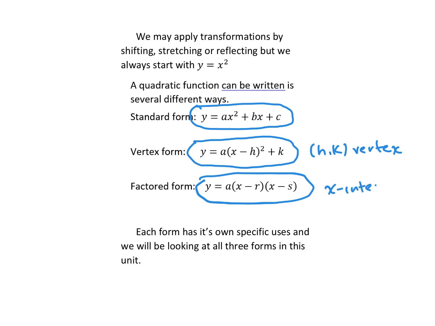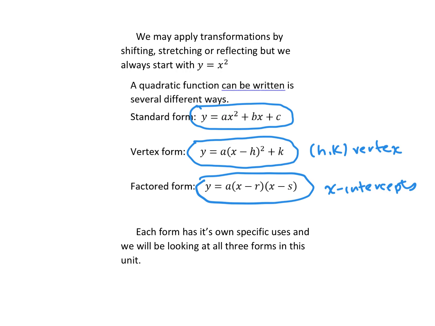So each form has its specific uses. We might use one of the three depending on what the question is asking us to find. If it's asking us to find the vertex or the max or min, then we need to have it in vertex form. If it's asking us to find the x-intercepts, we might want to have it in factored form.